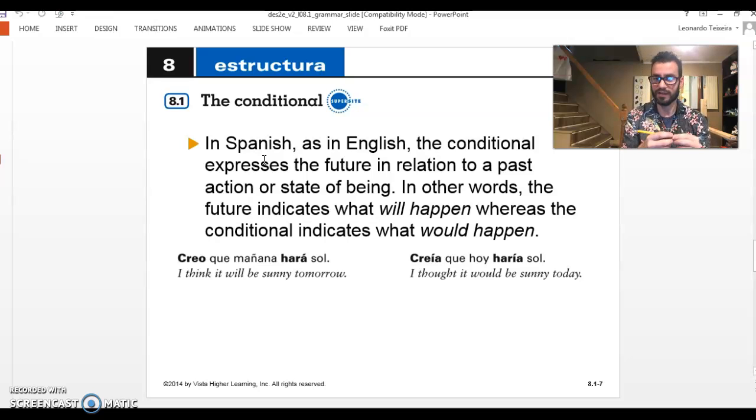Creía que hoy hará sol. That would be the equivalent of saying in English, I thought that today will be sunny. You wouldn't do that in English, right? You would say, I thought that today would be sunny. So, same thing in Spanish. Creía que hoy haría sol.